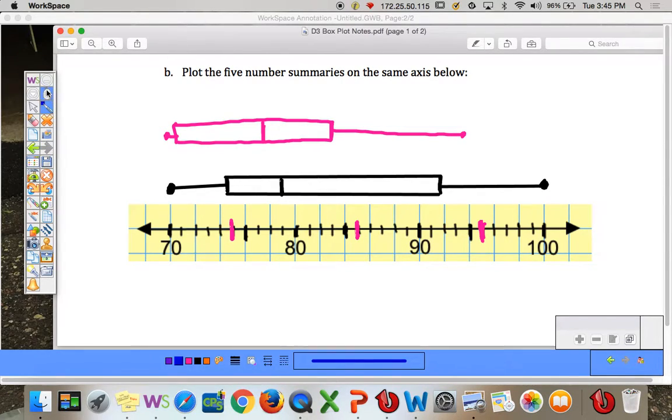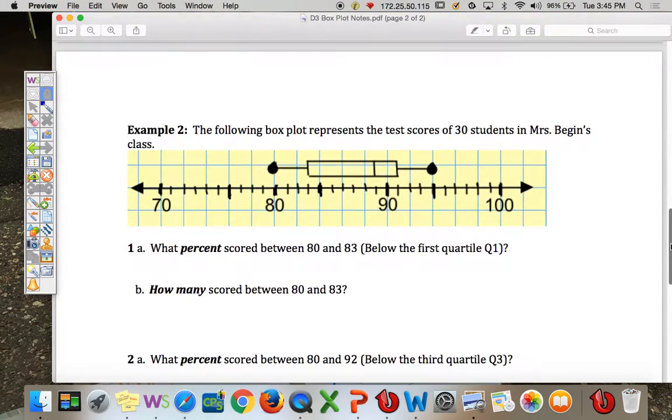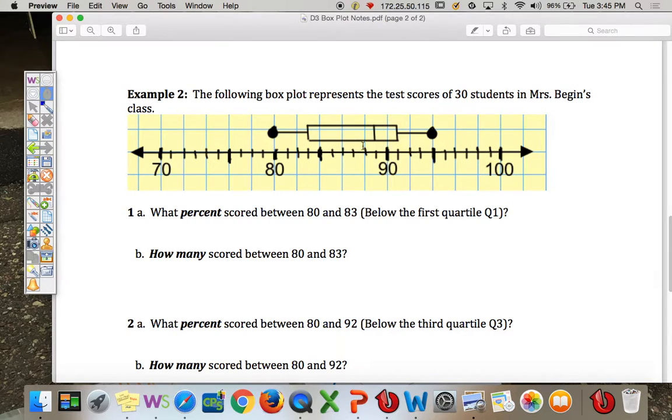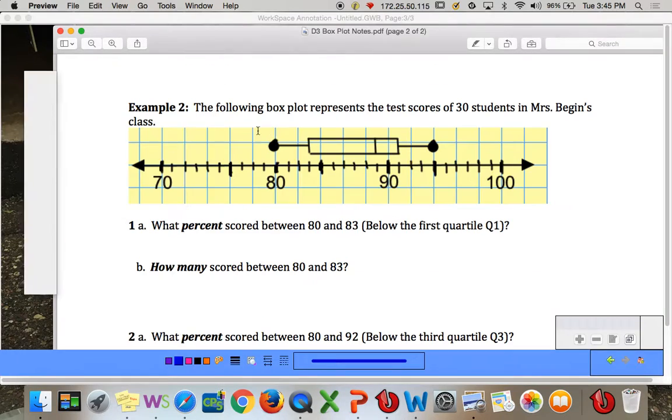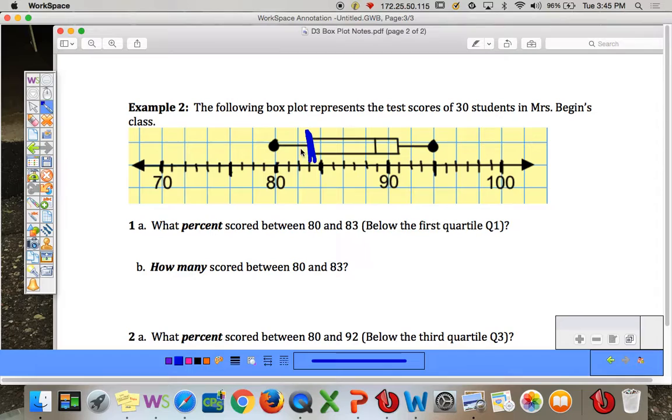So let's put this more into context, solve some more problems here. And again, my numbers are a little bit off here, but it says the following box plot represents the test scores of 30 students in Mrs. Bajan's class. What percent scored below 80 and 83? Below the third quartile. So again, my numbers are a little bit off. My scale was off, but here's 83.